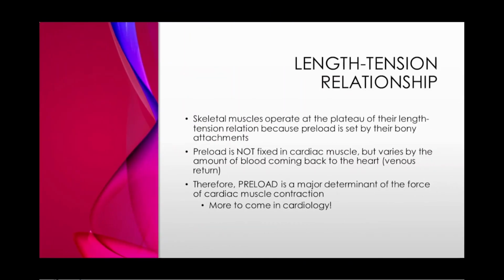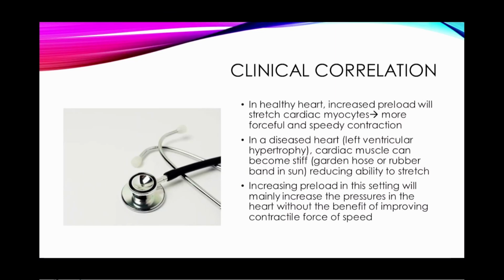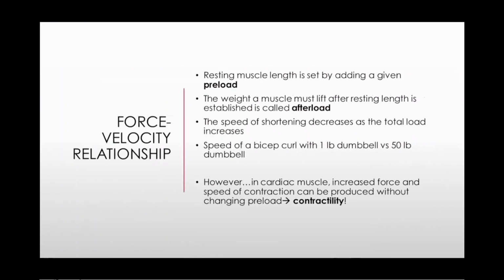So the length-tension relationship I already talked about, we are already fixed. Our body is already made at the proper length, so we're okay. Preload is not fixed in cardiac muscle, and we'll deal with that a lot more when we get to the cardiac stuff. So in clinical correlation, in a healthy heart, increased preload will make our myocytes stretch, which makes a more forceful contraction. In a diseased heart, cardiac muscle can become very stiff, reducing the ability to stretch. So therefore, you have problems there. That's an example of what happens with the heart, but that won't be on your test for sure.